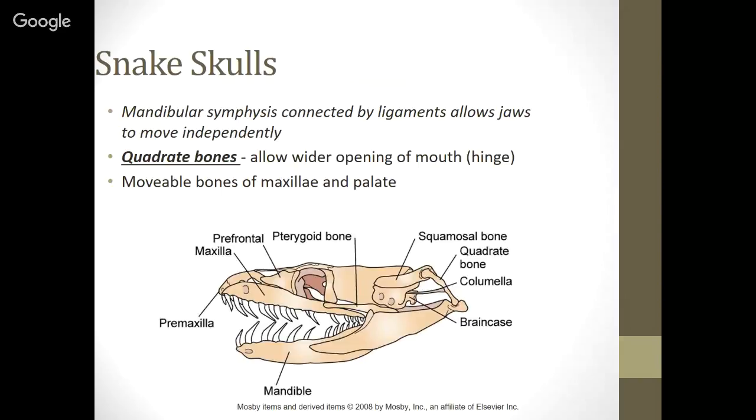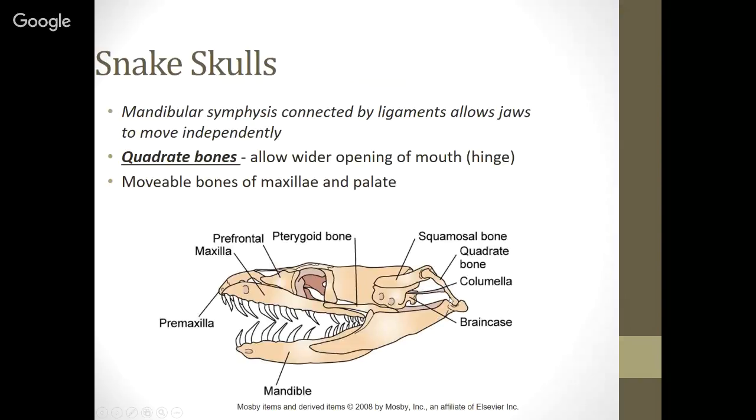They also have these quadrate bones that allow wider opening of the mouth. So this hinge is like a double hinge. Here's their quadrate bone. Remember, the columella is attached to that, and that's how they hear. We have our squamosal bone on the top part of the skull and our mandible on the bottom part of the skull. Here's the brain case, pretty small, right?